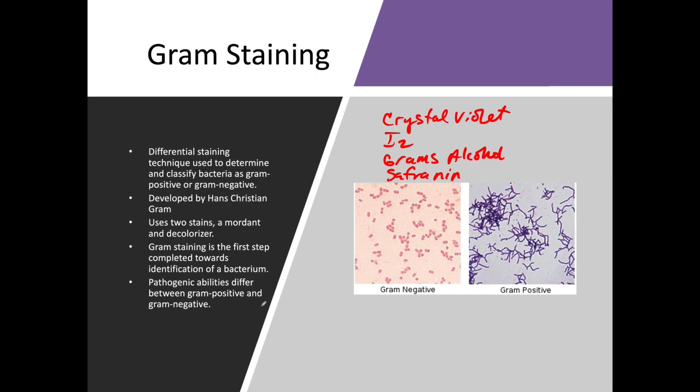Gram staining, like I said before in the last lecture, is the very first thing that's done for the identification of a bacteria. We have to know if it's gram-positive or negative. And the pathogenic abilities of these two organisms differ.